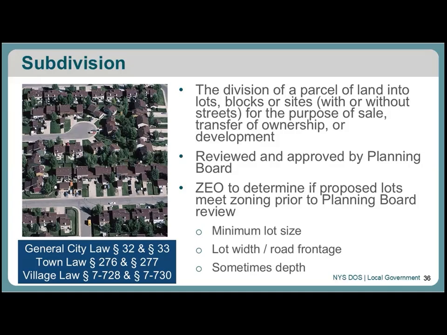By state statute, it is reviewed and approved by the planning board, but usually the zoning enforcement officer is there to determine if the proposed lots will meet your zoning regulations prior to the planning board review, because then they know if it has to go to both the planning board and the zoning board of appeals for variances. Sometimes that happens with things like minimum lot size or lot width or road frontage, especially if you're a community that has some of those old cul-de-sacs where you might have an irregular frontage that's smaller around the circle than the property in the back. Though we're trying to encourage more connectivity in a lot of our communities, so there's always a second way to get out when things happen. And sometimes things like lot depth as well.